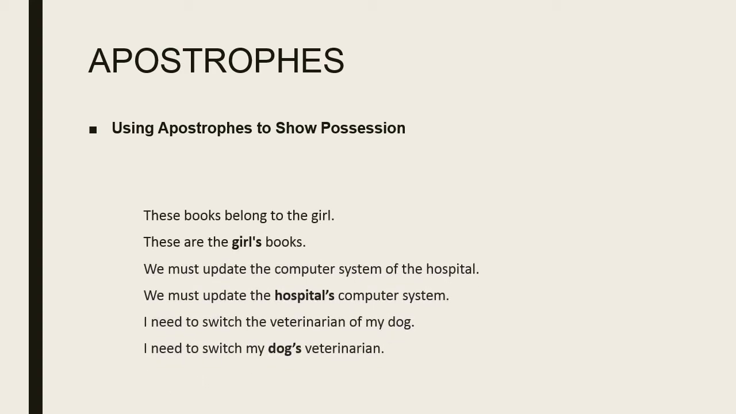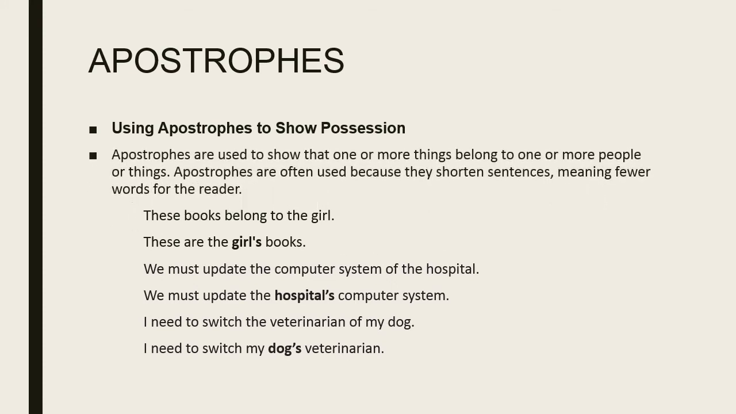Look at these examples. These books belong to the girl. The same sentence can be rewritten as these are the girl's books. We must update the computer system of the hospital. That can be written as we must update the hospital's computer system. I need to switch the veterinarian of my dog. I need to switch my dog's veterinarian. In all of these sentences, we have used the apostrophe to talk about possession.